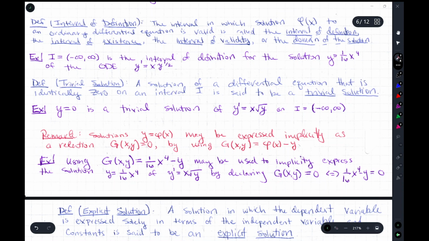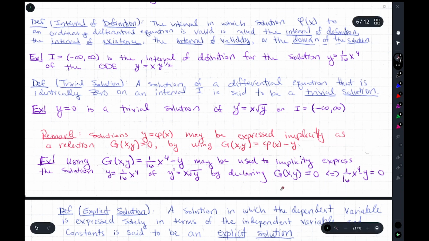Now, all of this might seem trivial, and one might ask, if you already have y equal to 1/16 x to the fourth, what's the point of writing it implicitly? Of course that's fair, and when you do have an explicit solution, you're going to go with that. But sometimes you can't get explicit solutions. Sometimes it's difficult to characterize an entire solution curve explicitly. You can't solve for y as a function of x.